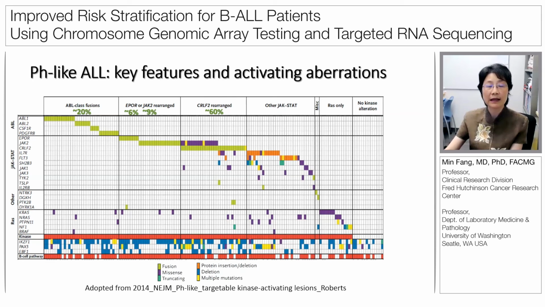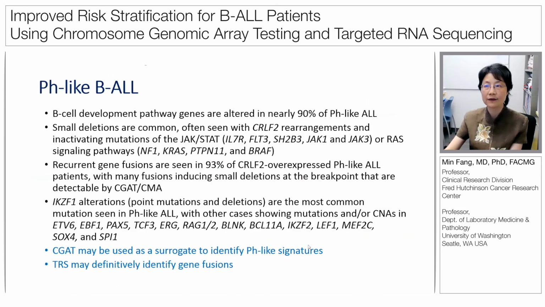And predominantly, in pH-like ALL, 60% of these would be CRLF2 rearranged. Another interesting thing I want to draw your attention to is the bottom of that slide. A lot of the times you will see frequent deletions of the B cell pathway genes, like IKZF1, PAX5, EBF1, etc. It accounts for almost 90% of those pH-like ALL.